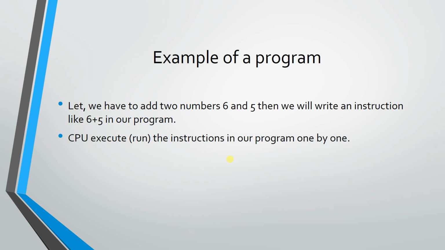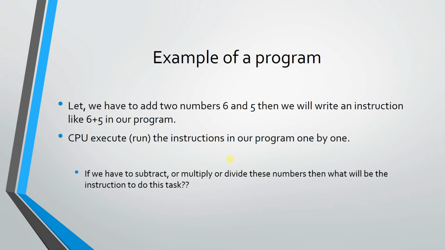CPU executes the instructions in our program one by one. Like if we have 10 instructions in our program, then CPU executes the first instruction, and when it has executed the first instruction, then the second instruction, and then the third instruction, and so on up to the whole program.